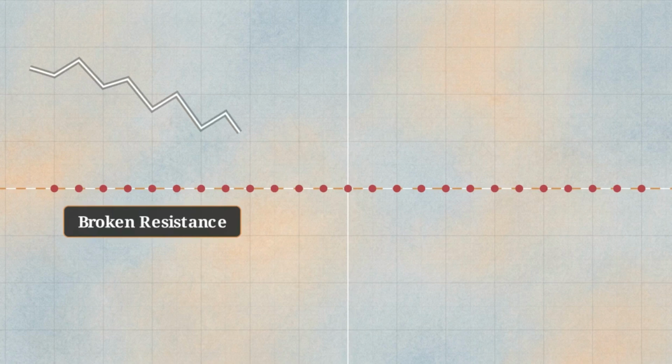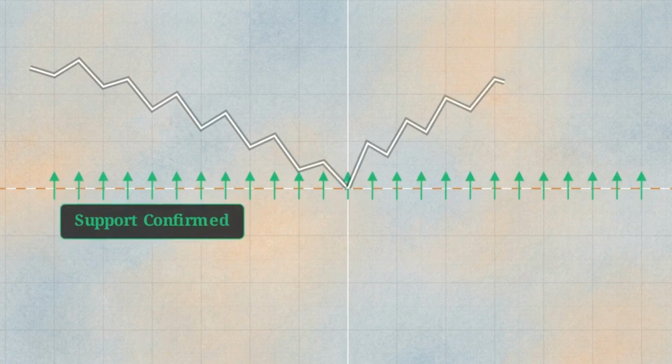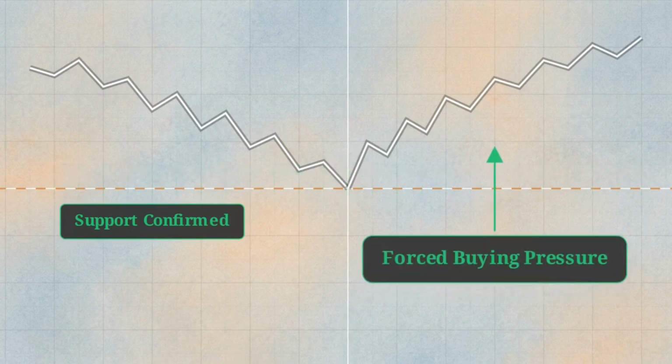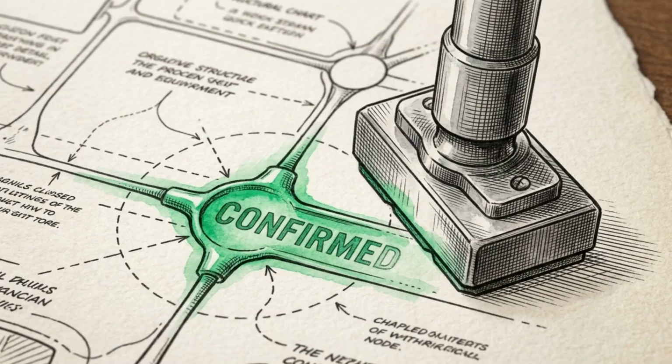The short sellers who were trapped at the bottom of the range are getting stopped out. Their forced exits provide the exact buying pressure needed to catch the falling price. That structural retest is a mathematical stamp of approval, proving the old supply zone is entirely consumed and converted into the new headquarters for buyers.